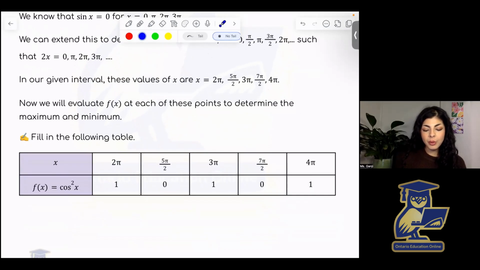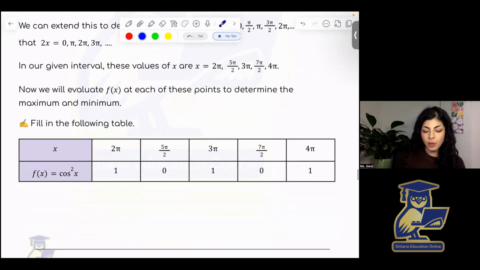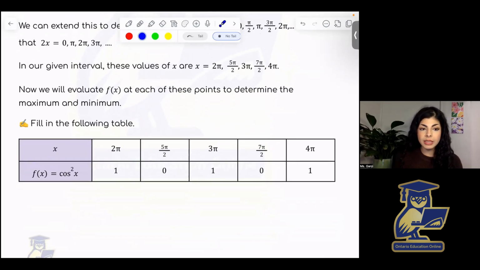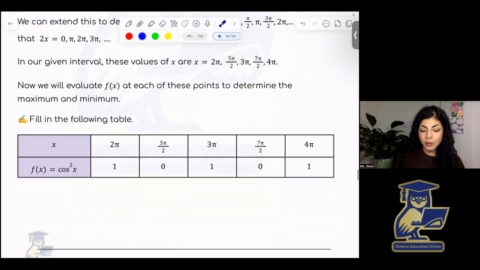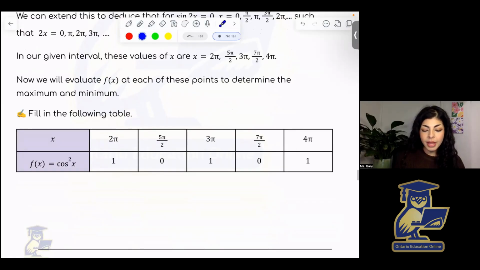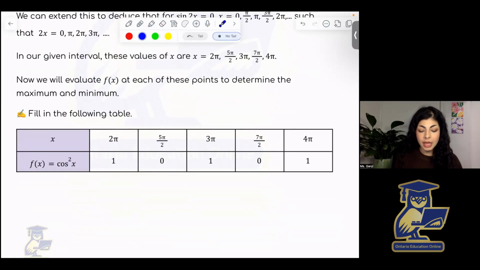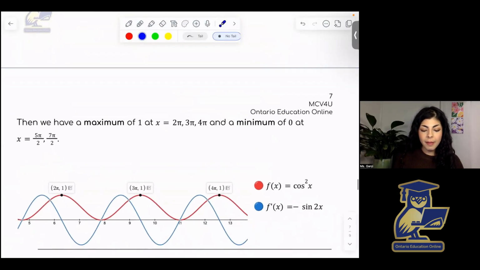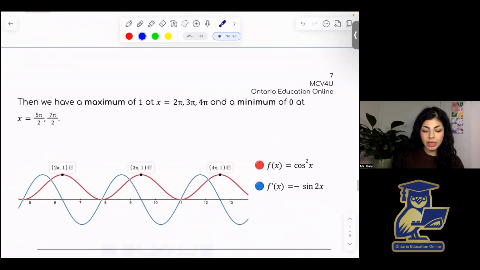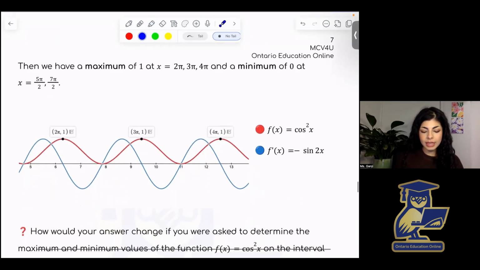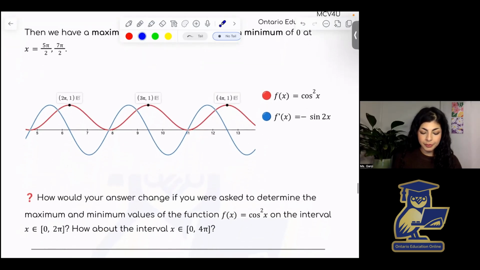But if we evaluate the output of the function at each of these points, we see 1, 0, 1, 0, 1, which is expected of our trigonometric graphs. And now these are the endpoints, and they are also our turning points. So we have a maximum of 1, which actually appears at these 3 values, and a minimum of 0, which happens at these 2 values. And we can see that on the graph here as well.